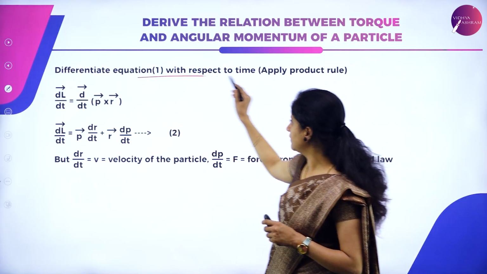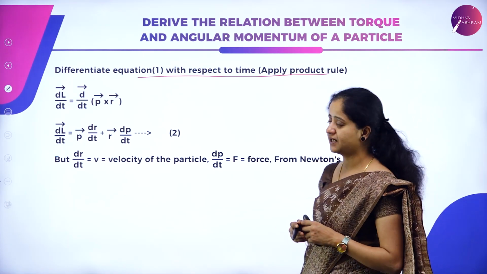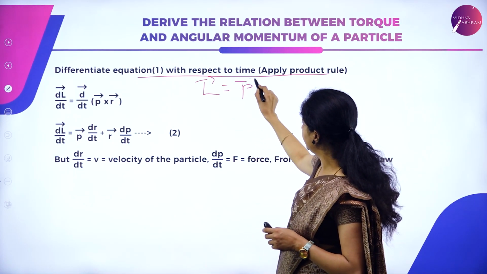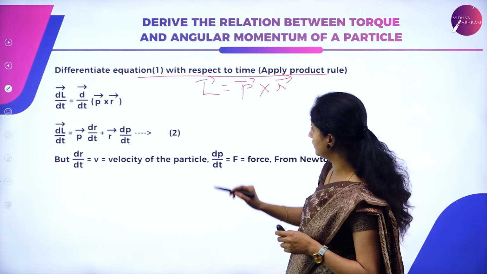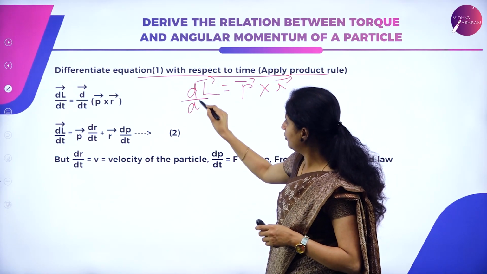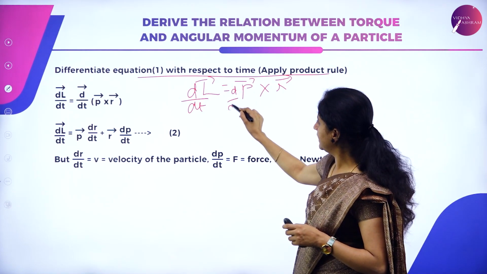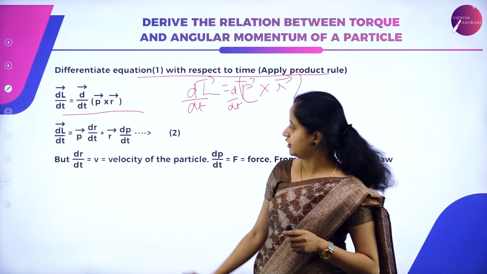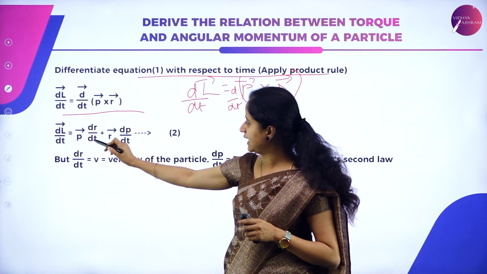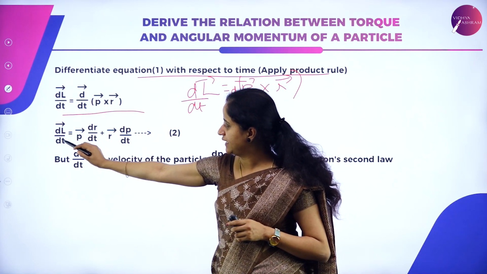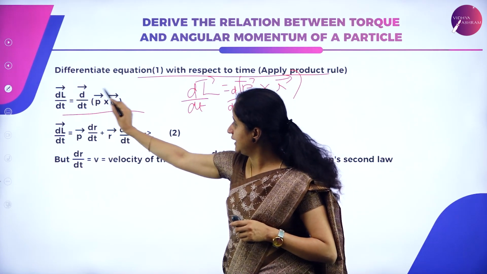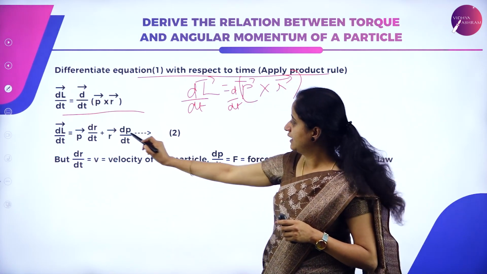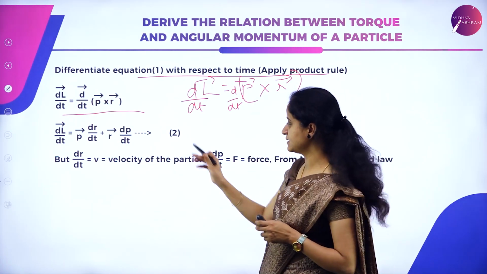Now differentiating equation 1 with respect to time, again by applying the product rule. We have equation 1, that is L is equal to P into R. So differentiate this with respect to time. We get dL by dt, which is equal to d by dt of P into R. Now by applying the product rule, keeping one term constant and differentiating the other term, we get dL by dt is equal to vector P into dR by dt plus, keeping R constant and differentiating P, R into dP divided by dt. That's my equation 2.